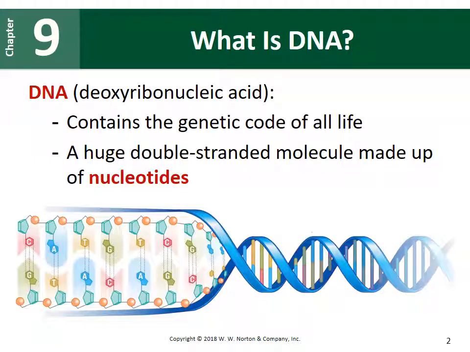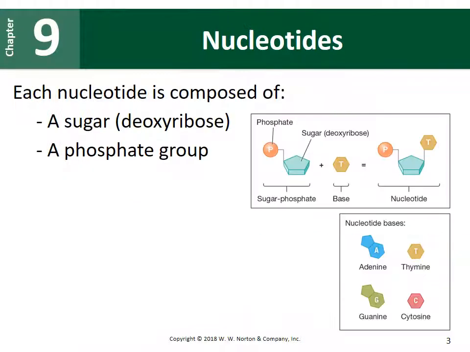So in order to understand what genes are, we have to take a look at our genetic material, which is DNA. DNA stands for deoxyribonucleic acid, and this contains the genetic code for all life. It was one of our 4 major biological molecules that we looked at earlier in the semester. This DNA molecule is a huge, meaning very long, double-stranded molecule made up of building blocks called nucleotides.